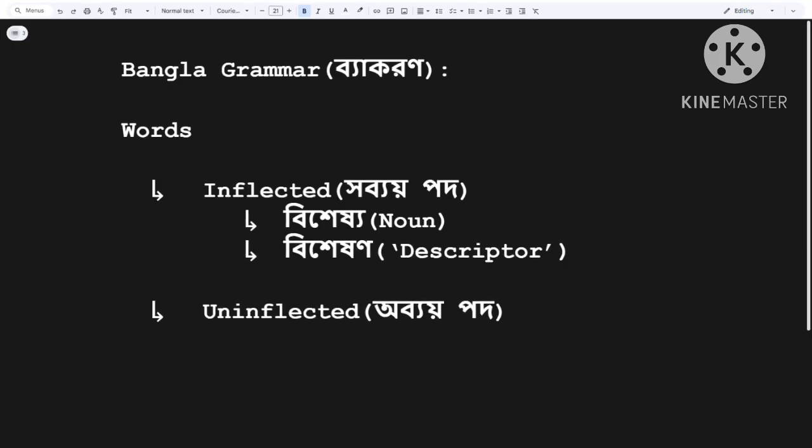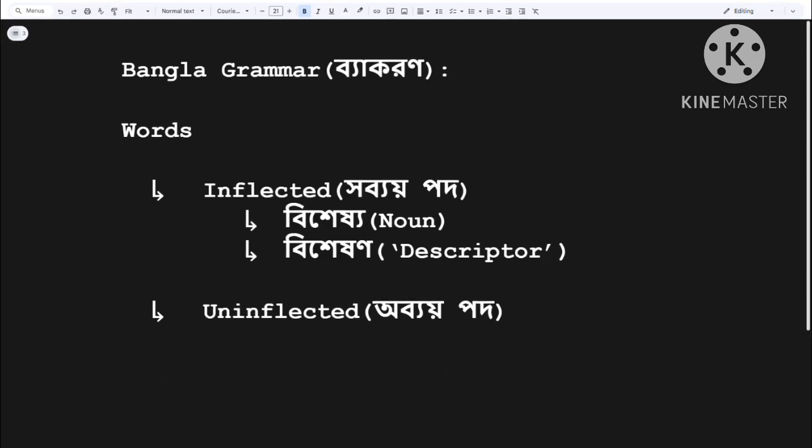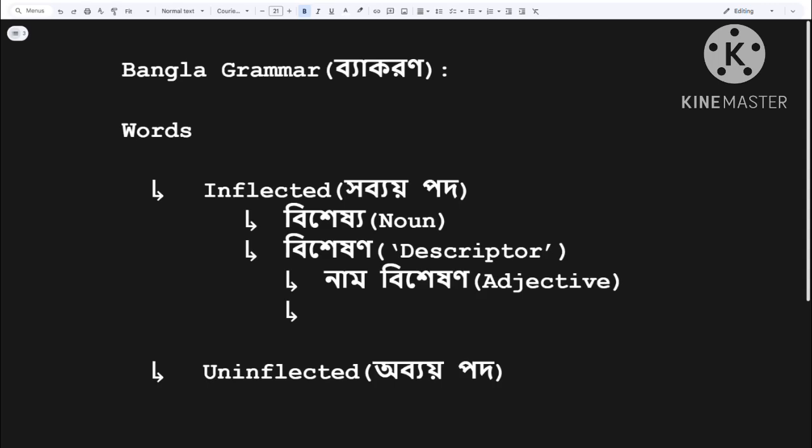See, in Bangla, bisheshon pod applies to a word that describes any other word, or even a phrase or an entire sentence. There are two main subcategories depending on what they describe. Nam bisheshon is one that describes nouns and pronouns. Now this is what we would call an adjective. On the other hand, bhab bisheshon corresponds to our adverb, which can be used to describe verbs, obviously, but also adjectives, prepositions, and basically anything else.